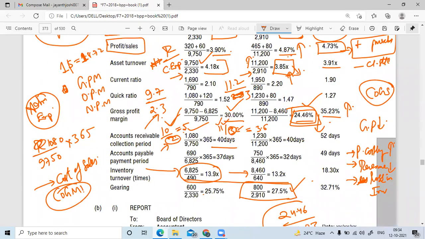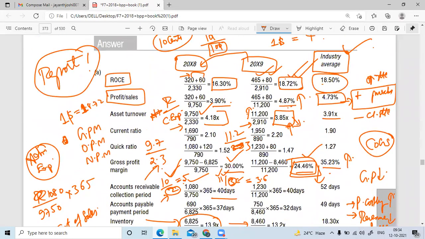So this is all right. Here it is, see this interest, you have to add it here. It's an expense. Okay, PBIT. So PBT is given to you, you just have to add.